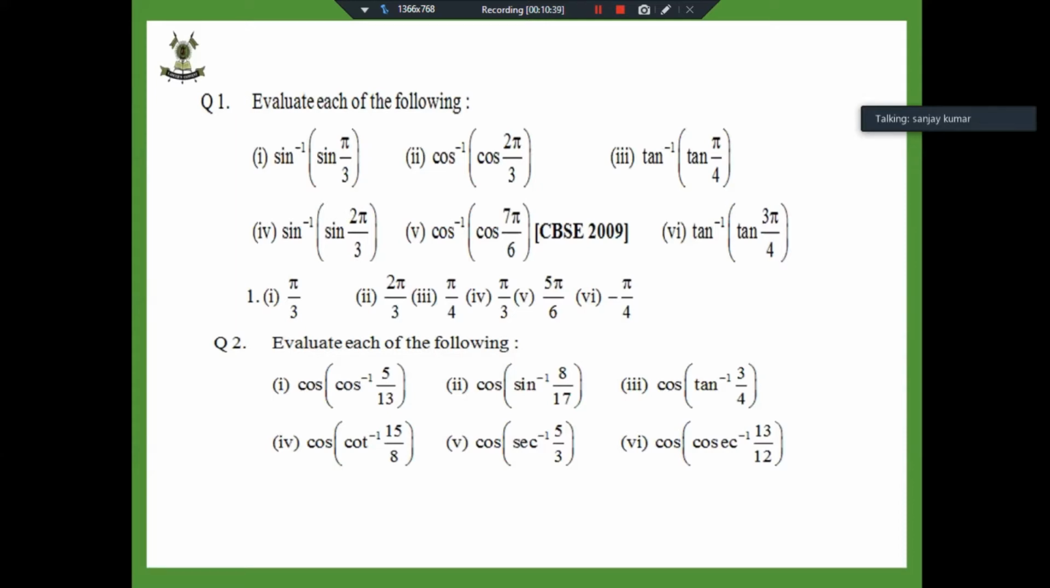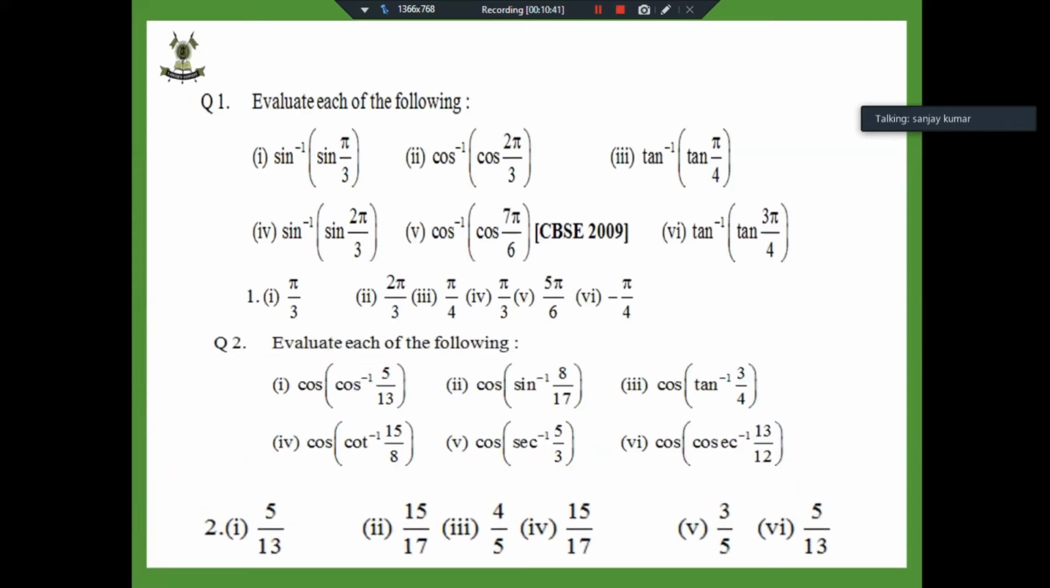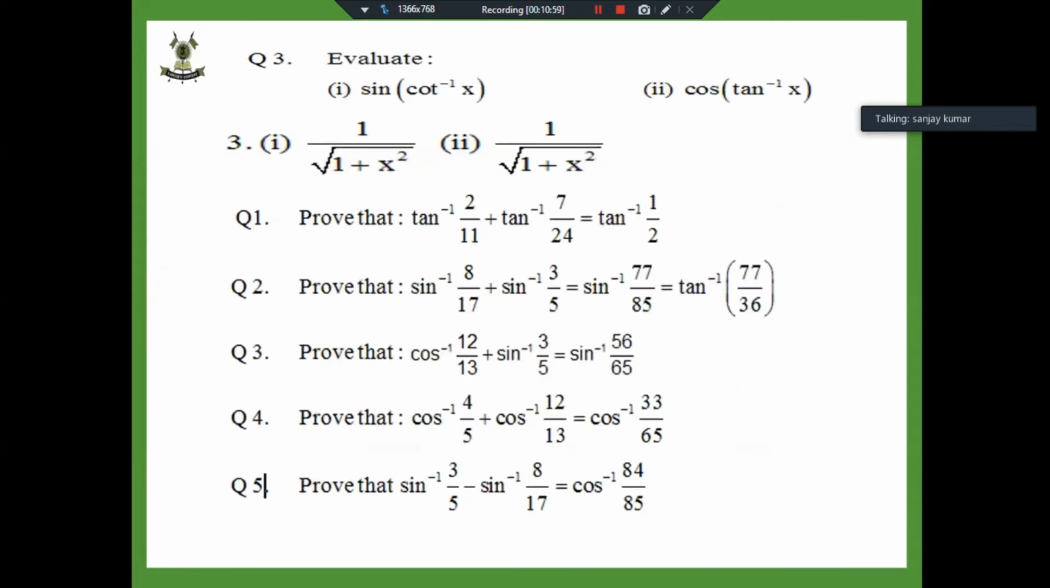Okay, these are the answers of these questions. The first answer is 5 by 13. In the second question, you again change the number. Okay, now we start the third question.